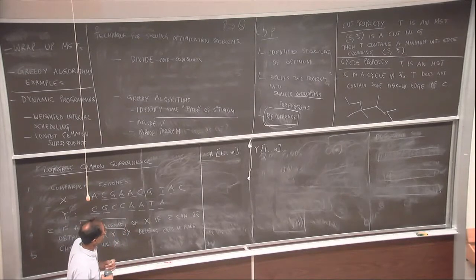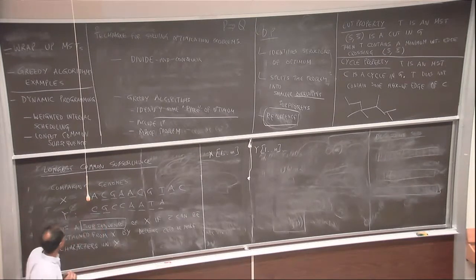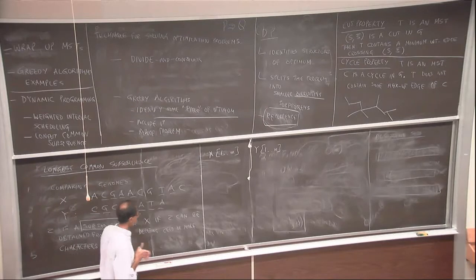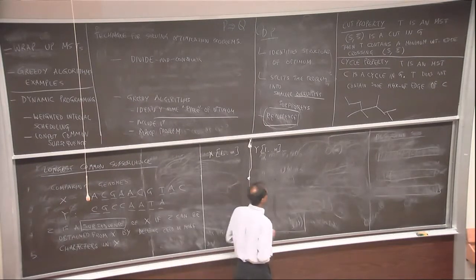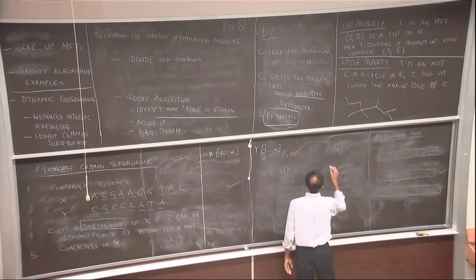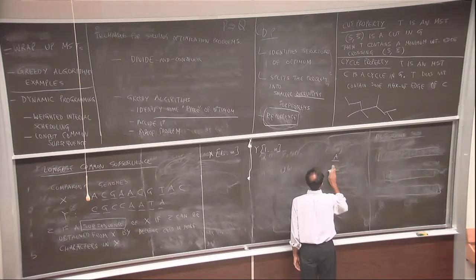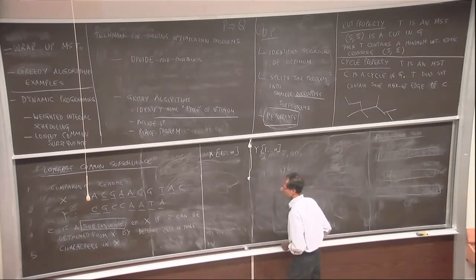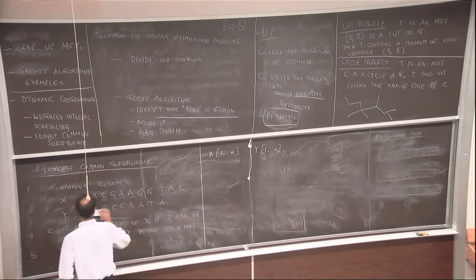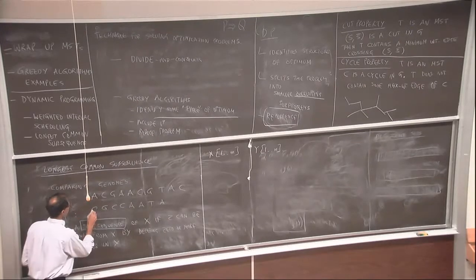So that's a non-starter. So we should do something more clever. So you could try a greedy algorithm. Okay, so let's try that. So you could compare the first 2 characters. So in this example, you could start with the first 2 characters.